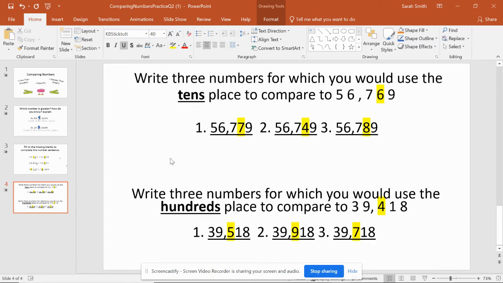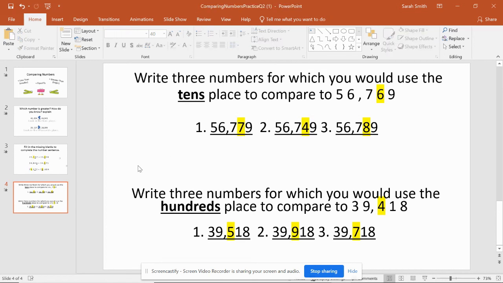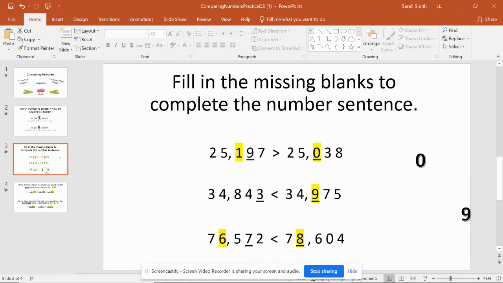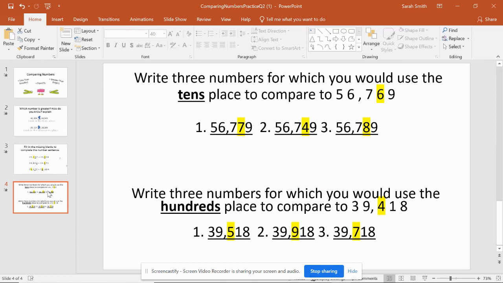Okay, so there wraps up the lesson on greater than, less than, comparing whole numbers using missing information boxes, and comparing numbers to certain places.